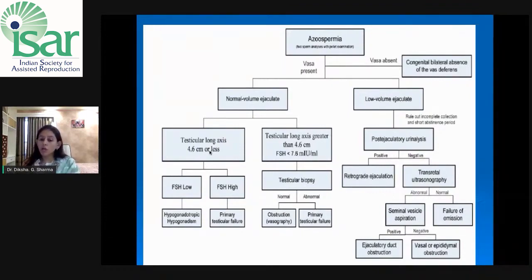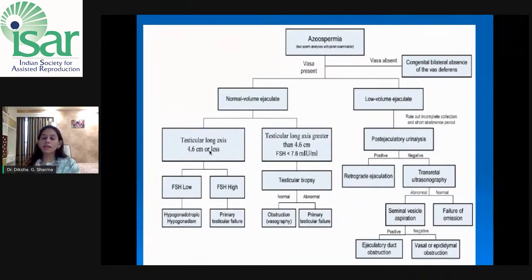Once we come to the low volume ejaculate, then we must do a post-ejaculatory analysis of the urine. Though at this point, we should also rule out other causes of low volume ejaculate, like any history of spill. So ask the male if there's any history of spill or a very short abstinence period. Once you've ruled these out, then go for a post-ejaculatory analysis of the urine.